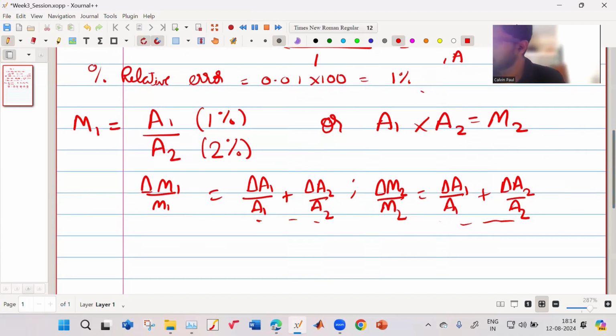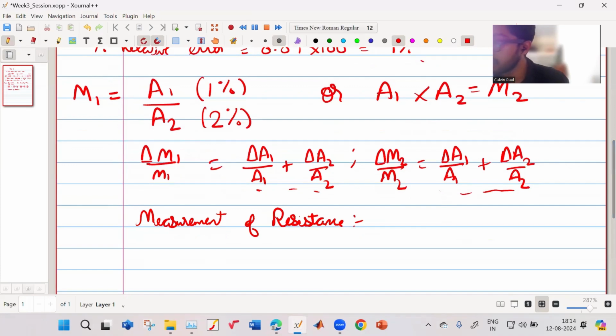Sir also taught measurement of resistance. Okay. How do I measure resistance?